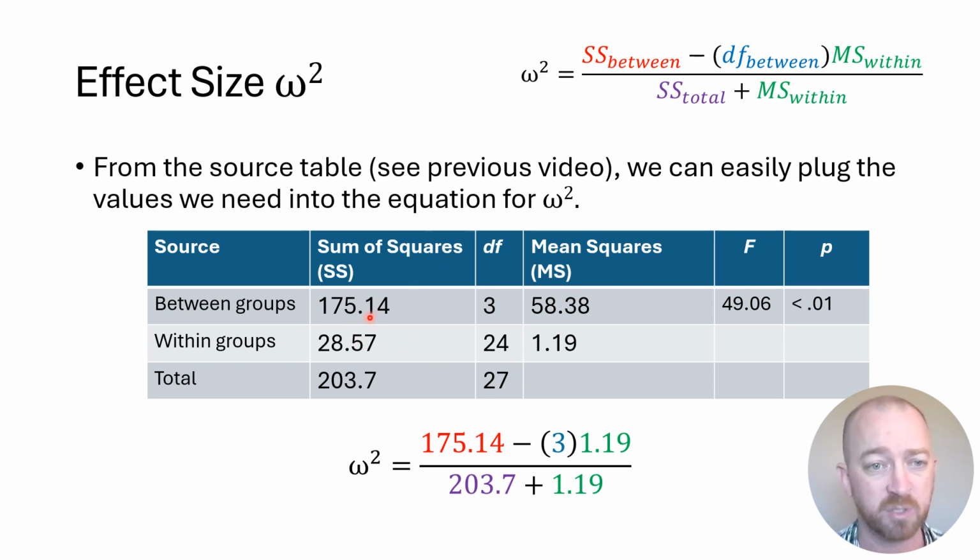The sum of squares for the between groups variance is, of course, right here, SS between 175.14, and so that goes right there. Then the degrees of freedom for the between groups variance is right here, DF between groups, 3, goes right there. Then the mean squares within is, of course, right here. Mean squares within groups variance, 1.19, goes right there and again right there. So you can see mean squares within appears twice in the equation. Last thing we need is the sums of squares for the total variance, SS total, 203.7, goes right there. Now all we need to do is simplify this equation.